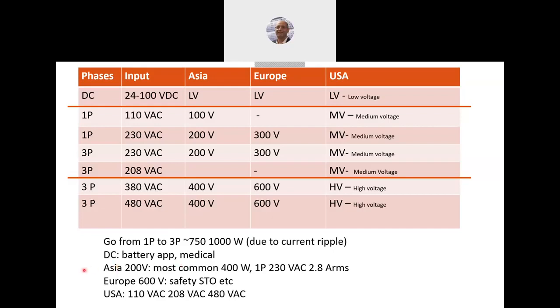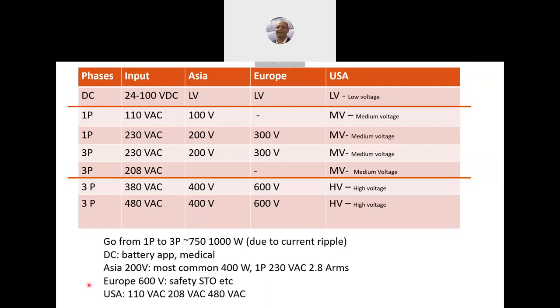In Asia, the 200 volt one phase is the most common, the 400 watt motor. It's a one phase, 230 volt with 2.8 amp RMS. So I think it's the most common axis in the world. In Europe, they like the high voltage, and they like a lot of safety to make it difficult for everybody.